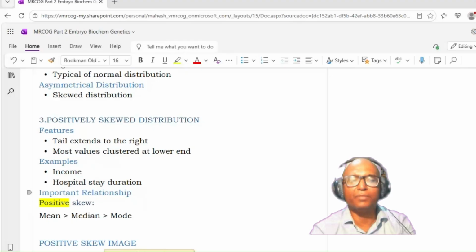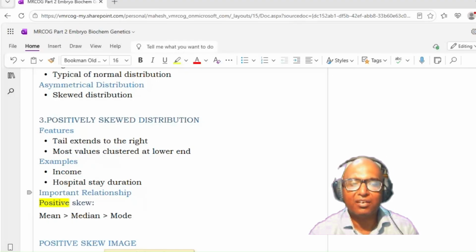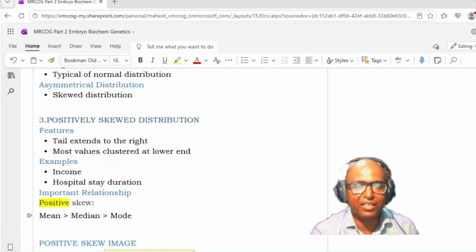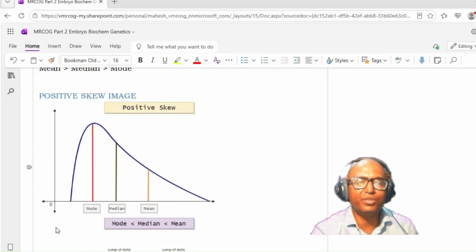In the relationship in a positively skewed distribution, they will give you different options over here: mean more than median, less than mode, mode less than median, or whatever it is. So you should remember what is correct here: mean is more than the median and median is more than the mode. If you remember it with the figure, you will understand it in a better way.